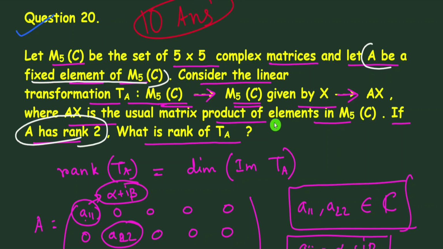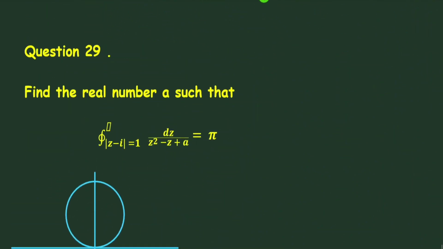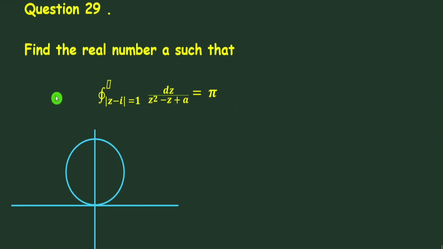Now go to the next question. Question number 29. This is again a very important and interesting question. The question says: find the real number a such that the integral over the closed contour |z - iota| = 1 of dz by (z squared minus z plus a) is equal to pi. Find the value of a.